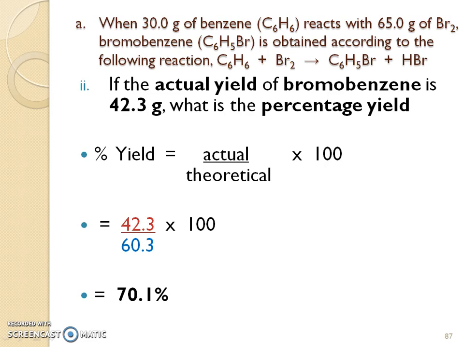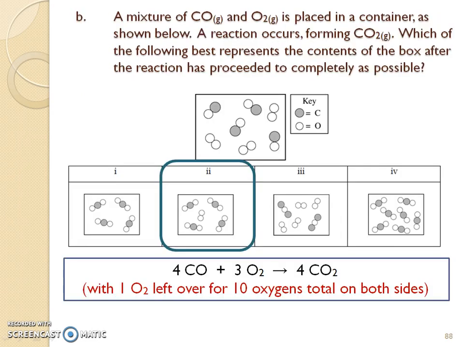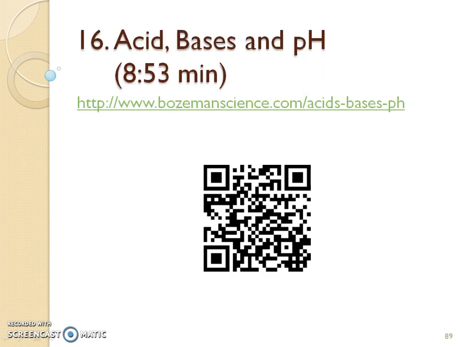There's a difference between percent error and percent yield. Percent error, you want as close to 0 as possible, and percent yield, you want as close to 100% as possible. Another AP exam question. Acids, bases, and pH.